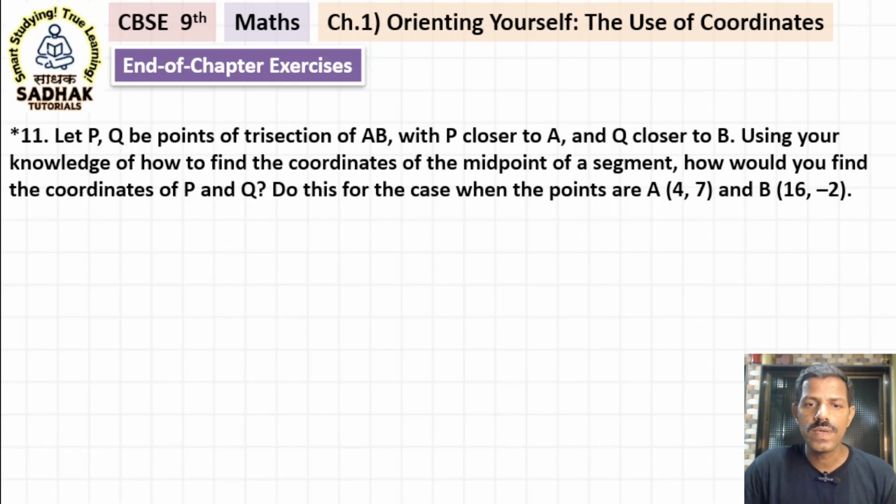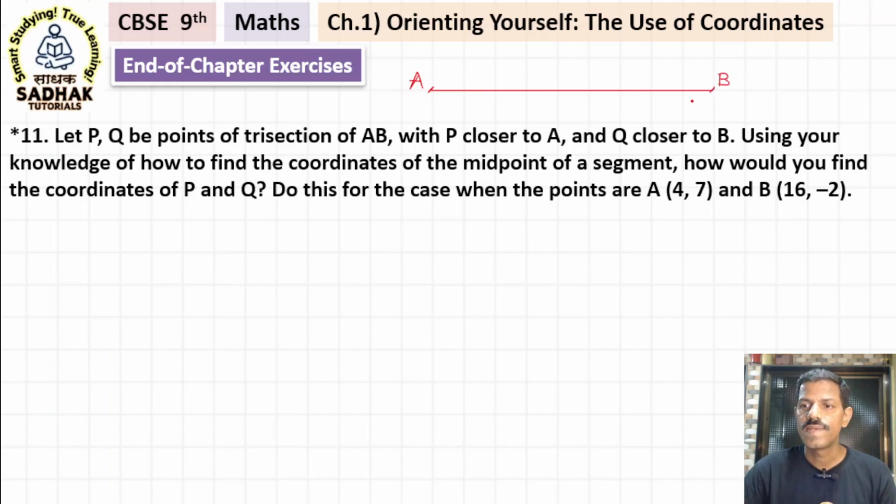We are solving question number 11 of the end of chapter exercises. Now in this question, they are saying that there is a segment AB. So let me just draw it. Suppose this is point A. Fine. There is a segment AB. Let me say this is point B.